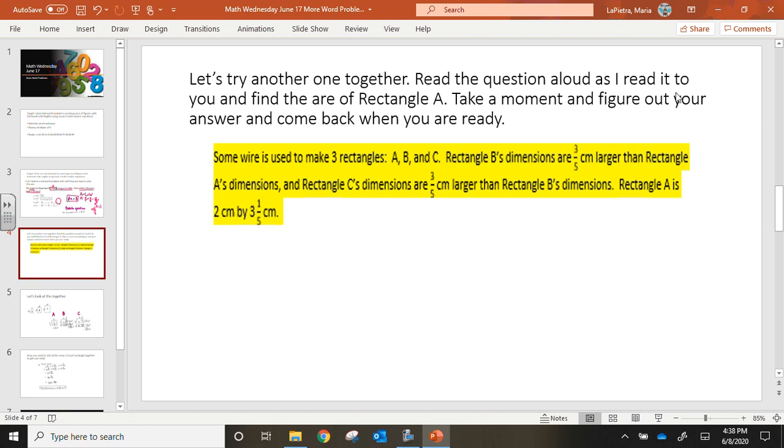Read the question aloud as I read it to you and find the area of rectangle A. Take a moment and figure out your answer and come back when you're ready. So go ahead and pause this. Let's read this together first and then pause, and then you can figure it out and come back and we'll go over this. Some wire is used to make three rectangles, A, B, and C. Rectangle B's dimensions are 3/5 centimeters larger than rectangle A's dimensions, and rectangle C's dimensions are 3/5 centimeters larger than rectangle B's dimensions. Rectangle A is 2 centimeters by 3 1/5.